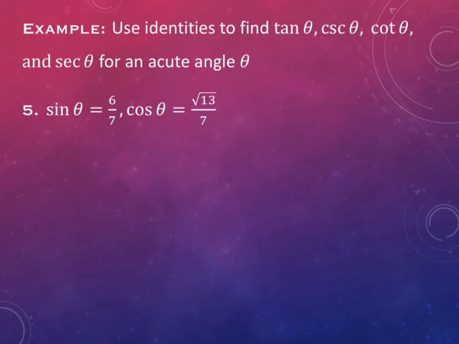All right, so we're going to use some trig identities to find some functions. They're giving us a couple of functions here. They tell us the sine of theta is 6 over 7, and the cosine of theta is square root 13 over 7. And we're going to use different identities. We've got 3 sets of them now: reciprocal, quotient, and Pythagorean. We're going to use those 3 types of identities to find the 4 that are missing. We've got 2 of them. We're missing 4. Now, the 2 that are easy are the reciprocal ones.